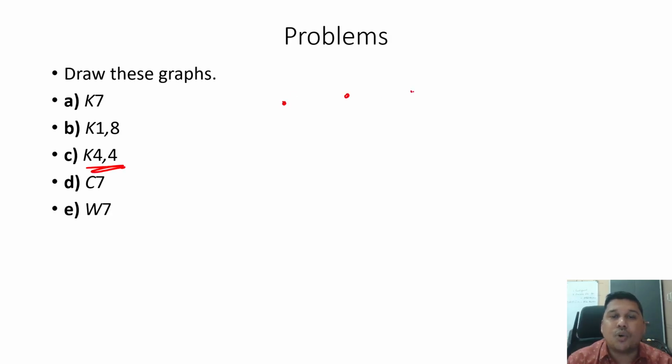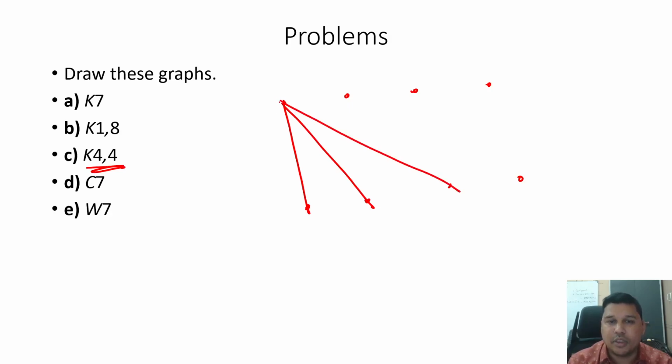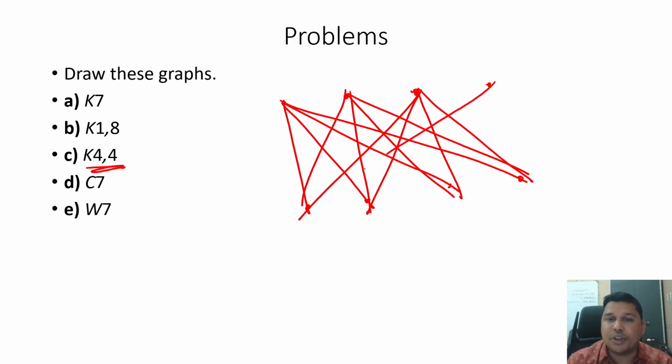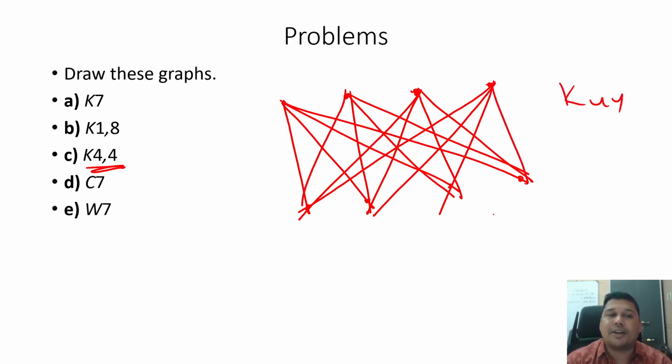It means there are 4 vertices like this and there are 4 vertices like this. From vertex V1, I have a path to all the other vertices. From vertex V2, I have a path to all the other vertices. Same way from V3, and same way for V4, to this and to this. This forms our K44 graph.